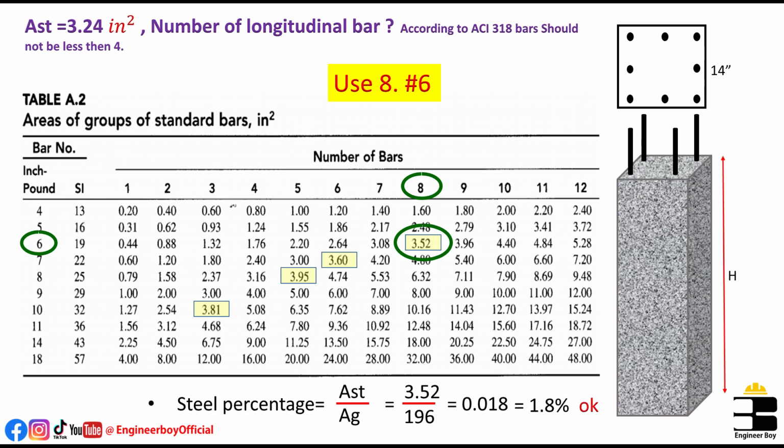According to ACI. So in the same column, the number of bars should be 8 and the diameter should be 6 by 8 inches.